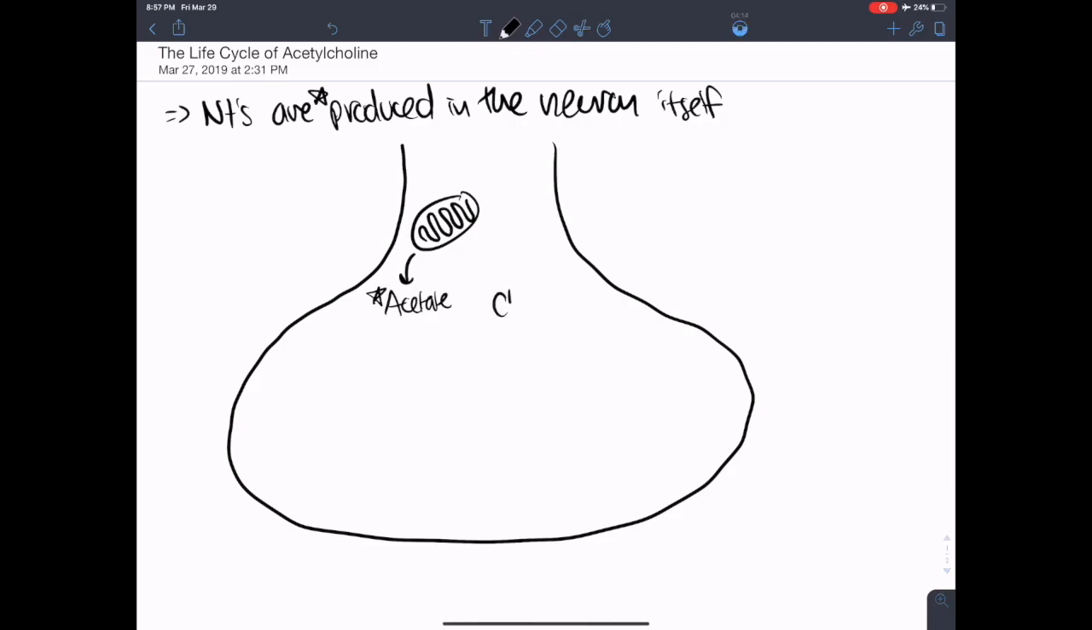In addition, you have choline, and I'll talk about where that comes from a little later because it's a little more complicated. But if you combine acetate and choline using an enzyme called choline acetyltransferase, also known as ChAT, you get acetylcholine.